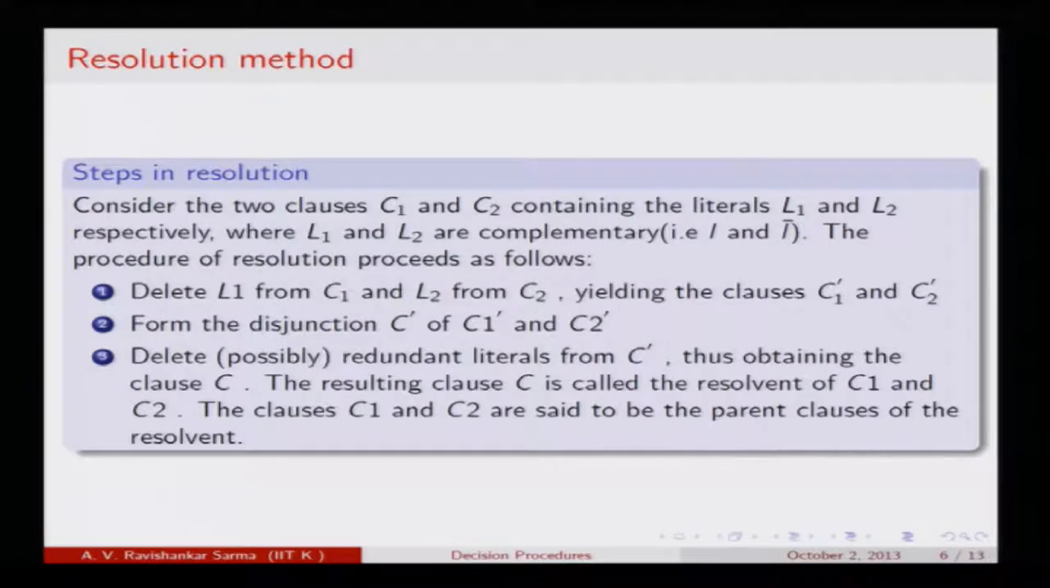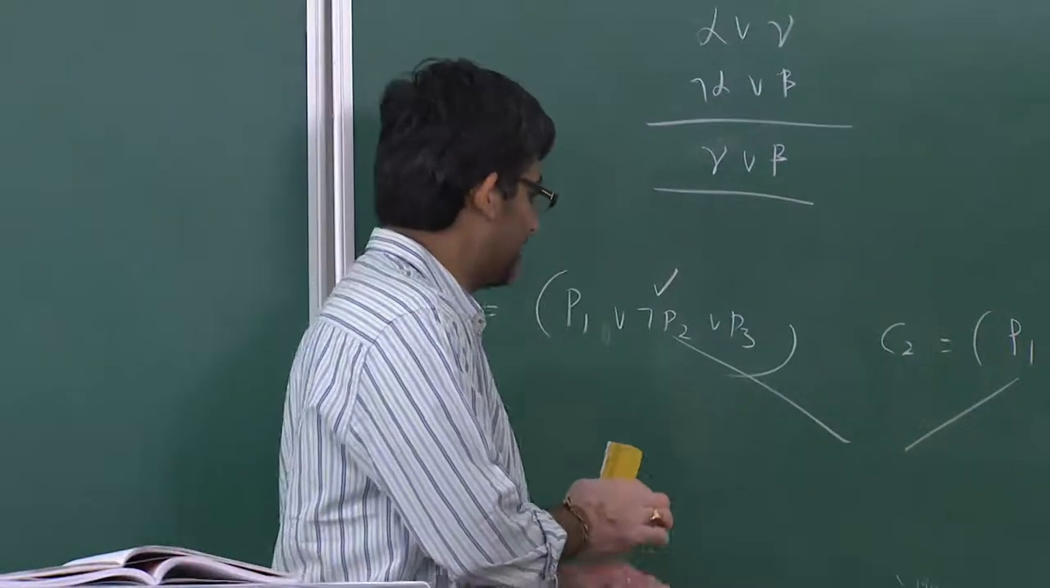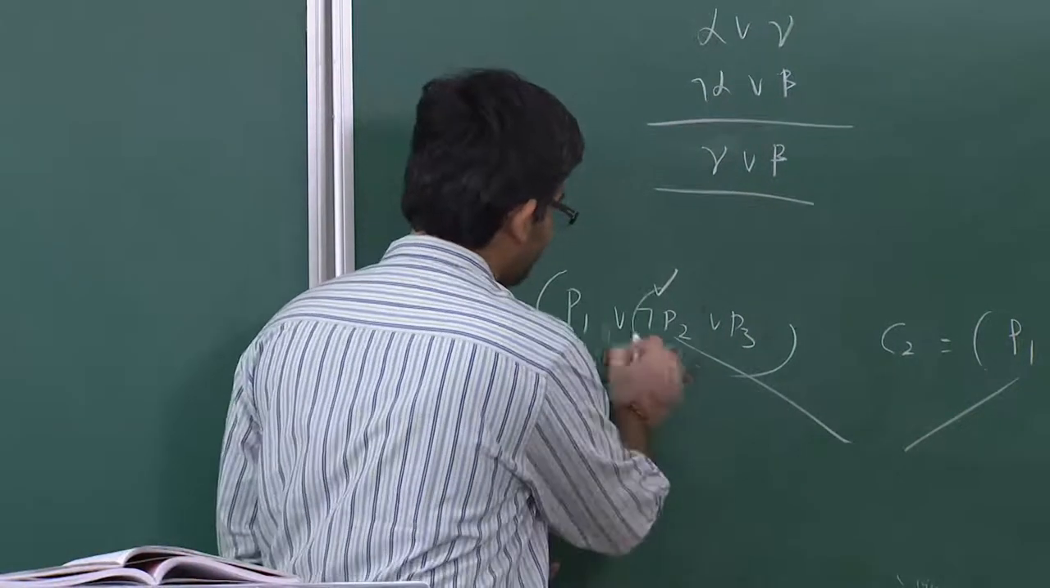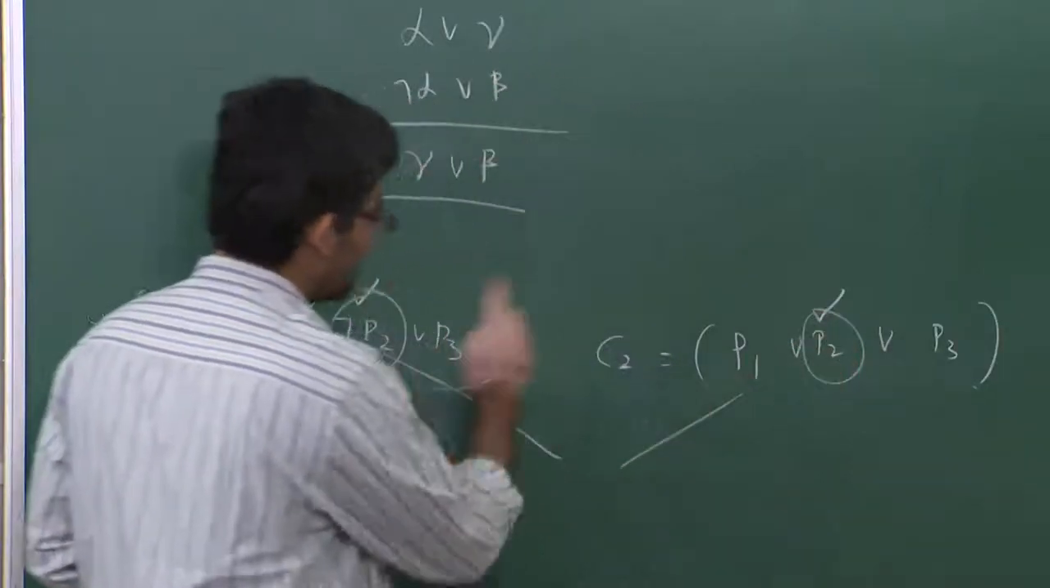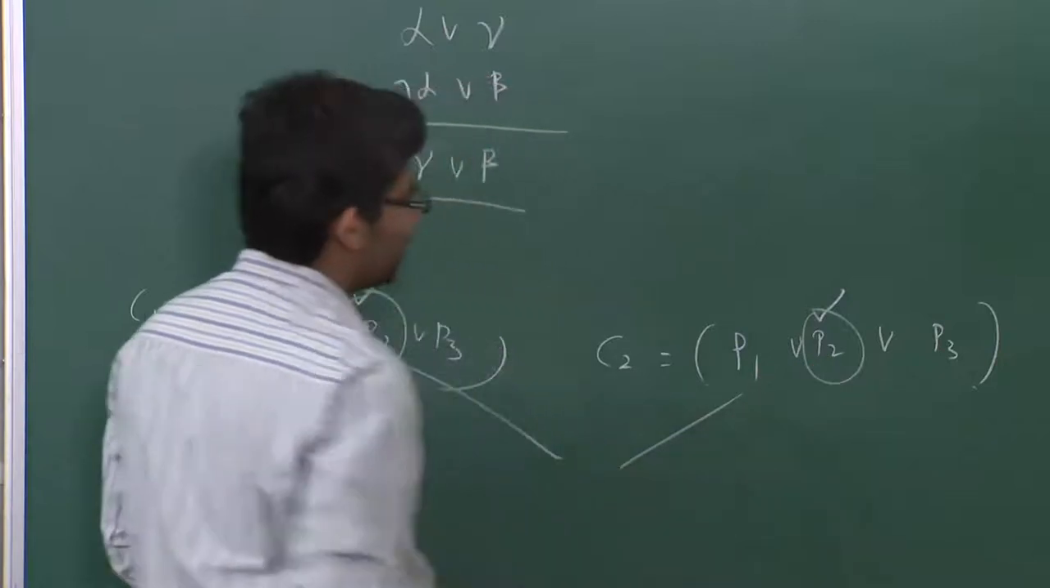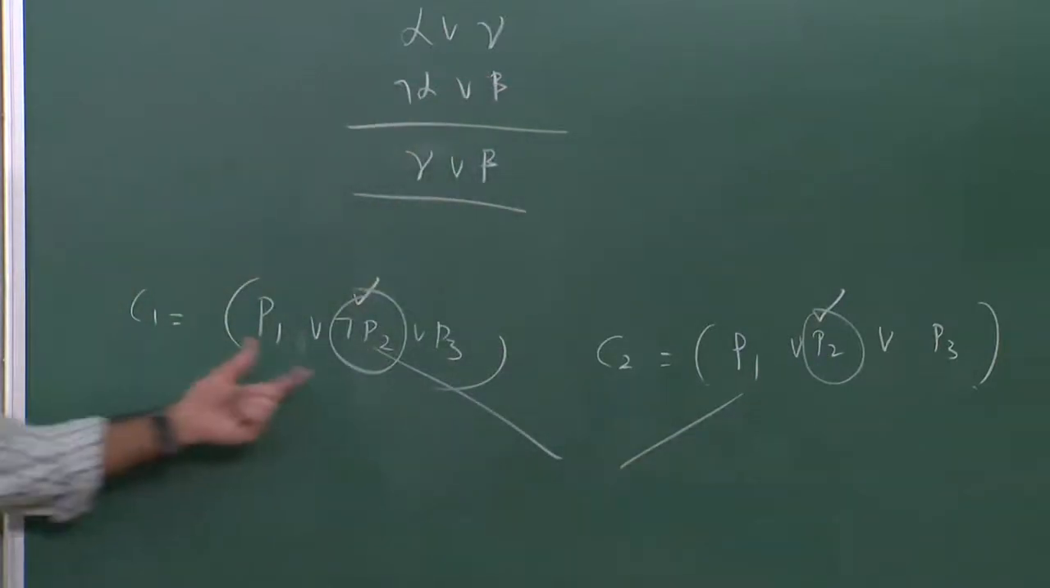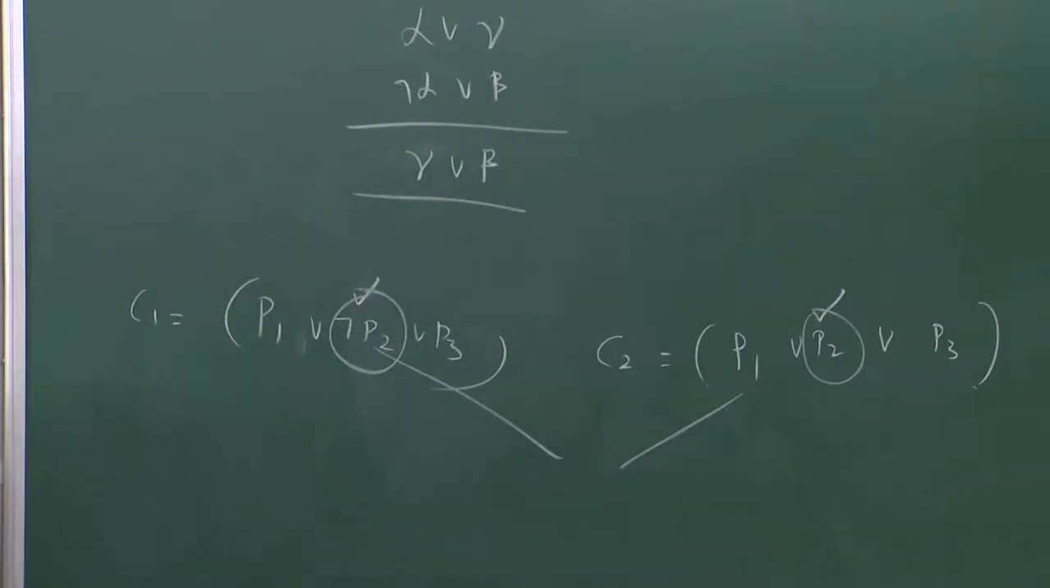The first step tells us to delete L1 from C1. The literal you need to delete is not P2 here, and then in C2 you need to delete its corresponding positive literal, that is P2. So now you have deleted that particular literal. Now in the second step, form the disjunction of these two things.